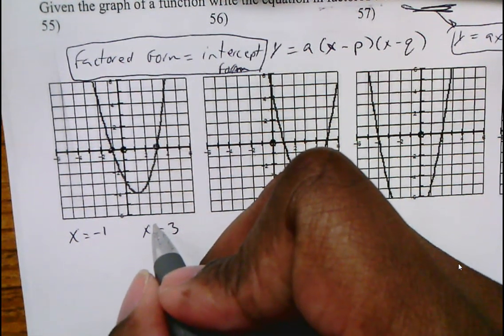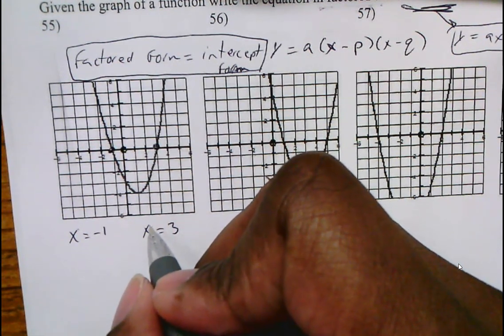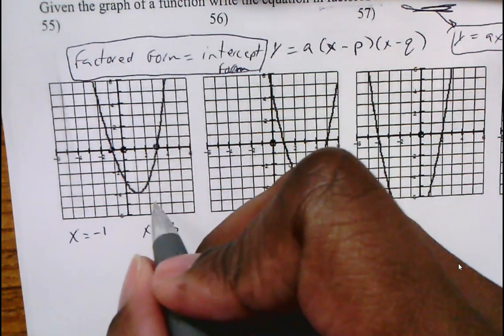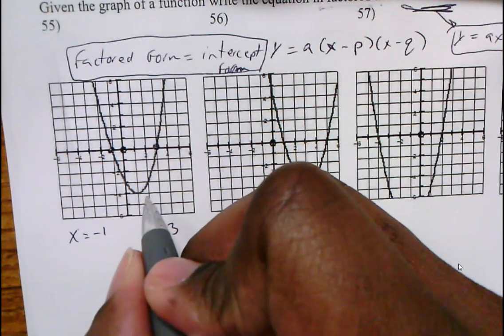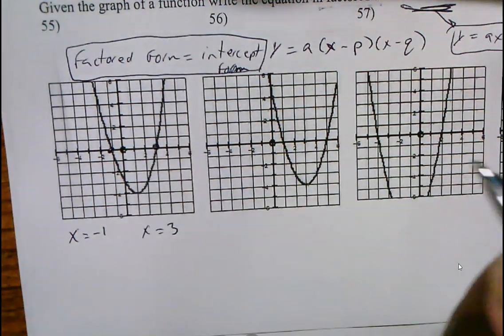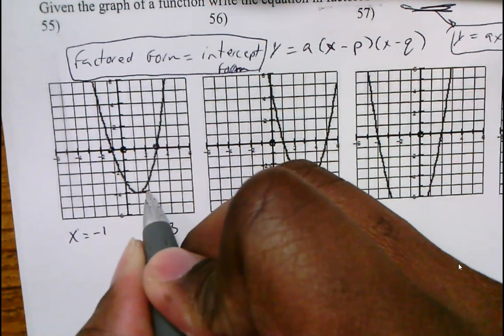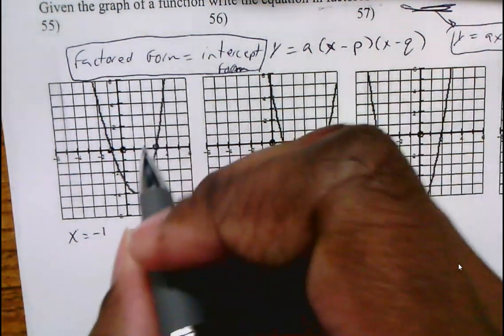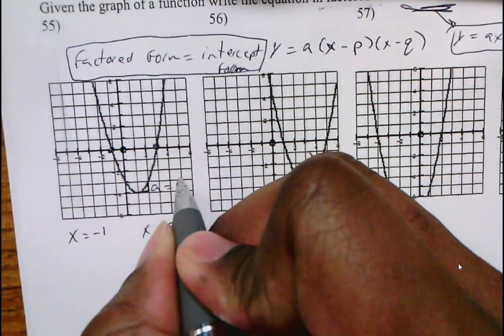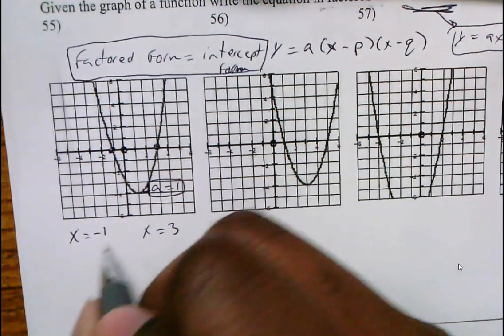So given those 2 points, I also need a. So I need p, q, and a. If you want to find the a value, you go over 1 unit to the right, and then go up and touch the graph. In this case, the a value is 1. So a is 1.